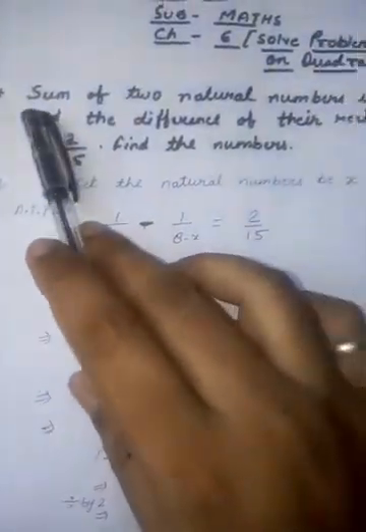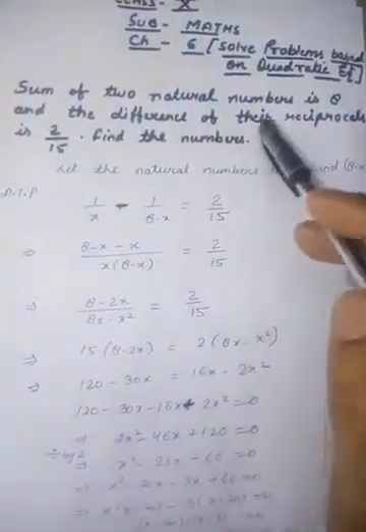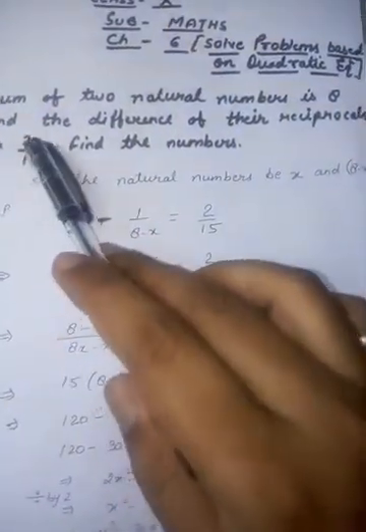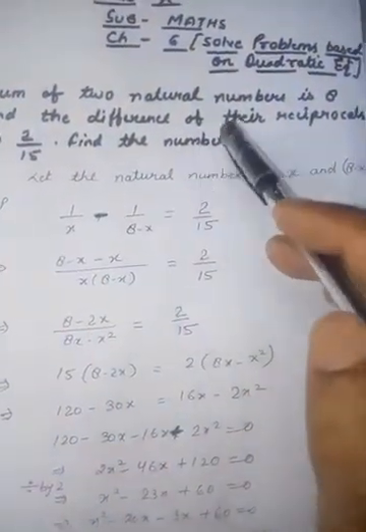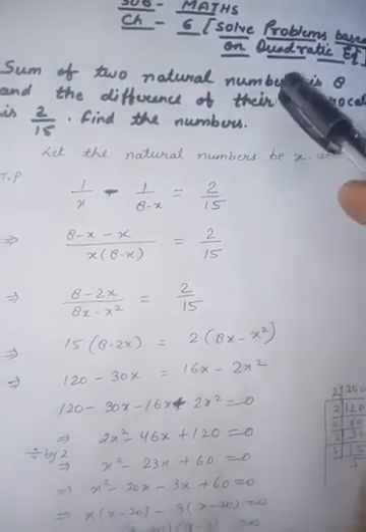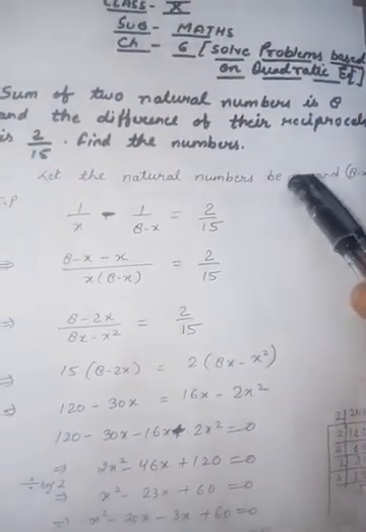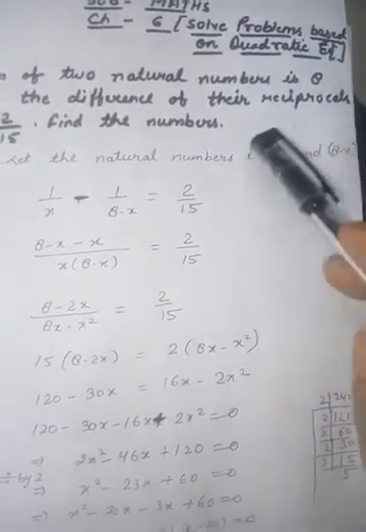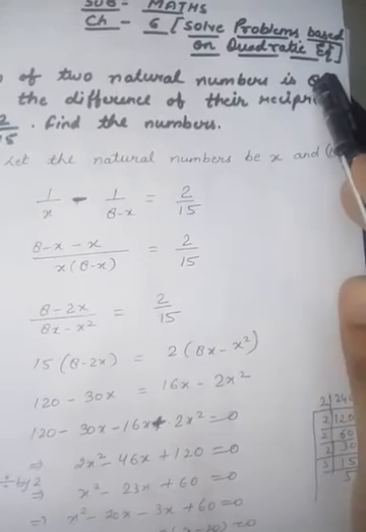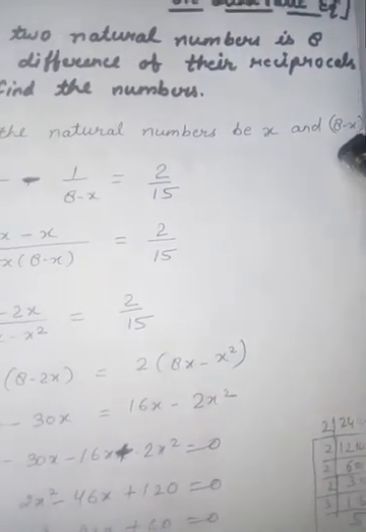Here, question number first. The sum of two natural numbers is 8 and the difference of their reciprocals is 2 by 15. Find the numbers. For such types of questions, first we make the quadratic equation, then we solve. So let me start. Let the natural numbers be x and the other number 8 minus x, because the sum of these two should be 8, as given. So the first number is x and the second number is 8 minus x.